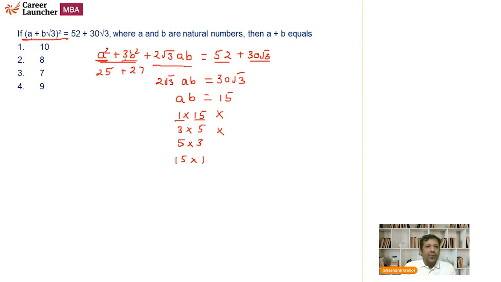So I got the value of a, that is 5, and I got the value of b, that is 3. So what is the value of a plus b? That comes out to be 8. So my answer to this question is going to be this. And we can say this number is actually 5 plus 3 root 3 whole square. Now, let's move on to the next question.